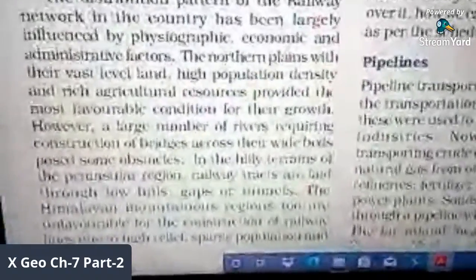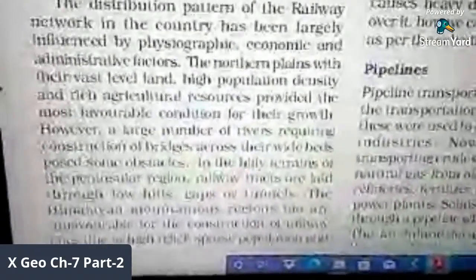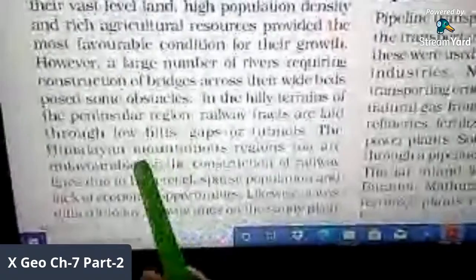The northern plains, with vast land, high population density, and rich agricultural resources, are of course favorable for the growth of a railway network. If we get more barriers and obstacles, like in the mountain region where we have to create tunnels, bridges, etc., it is not favorable. Mountainous regions are too unfavorable for the construction of railways. So it is totally different.